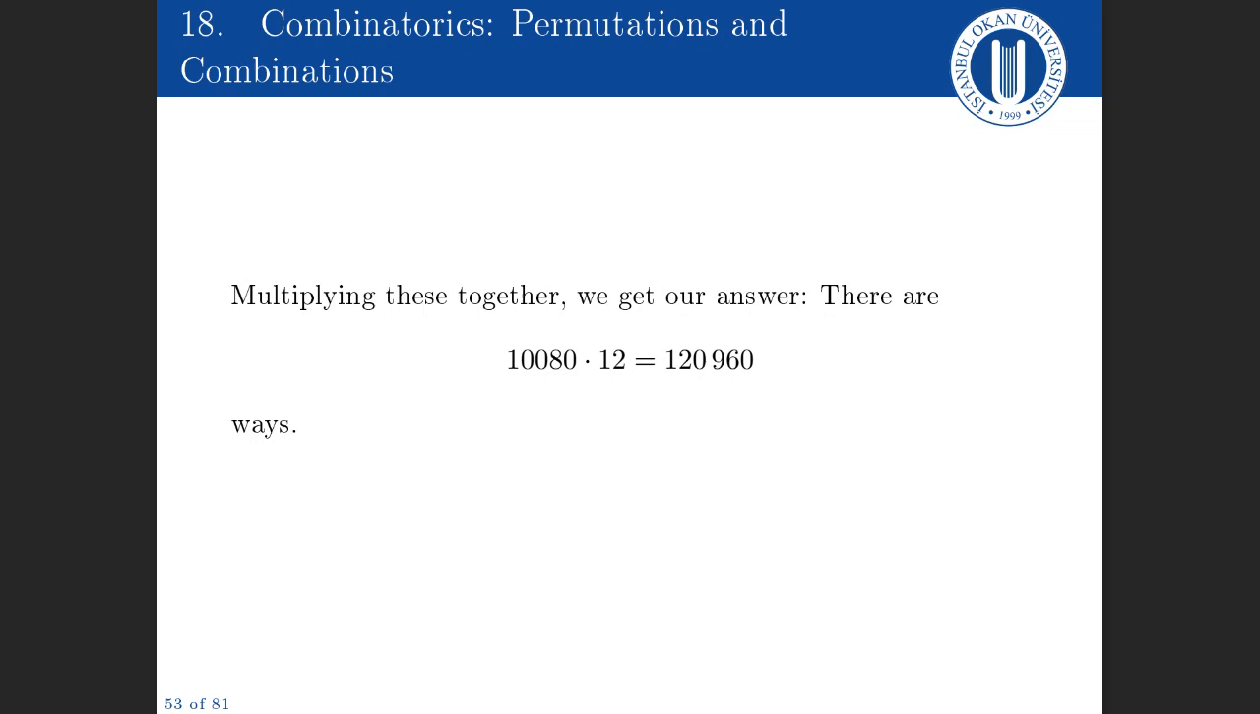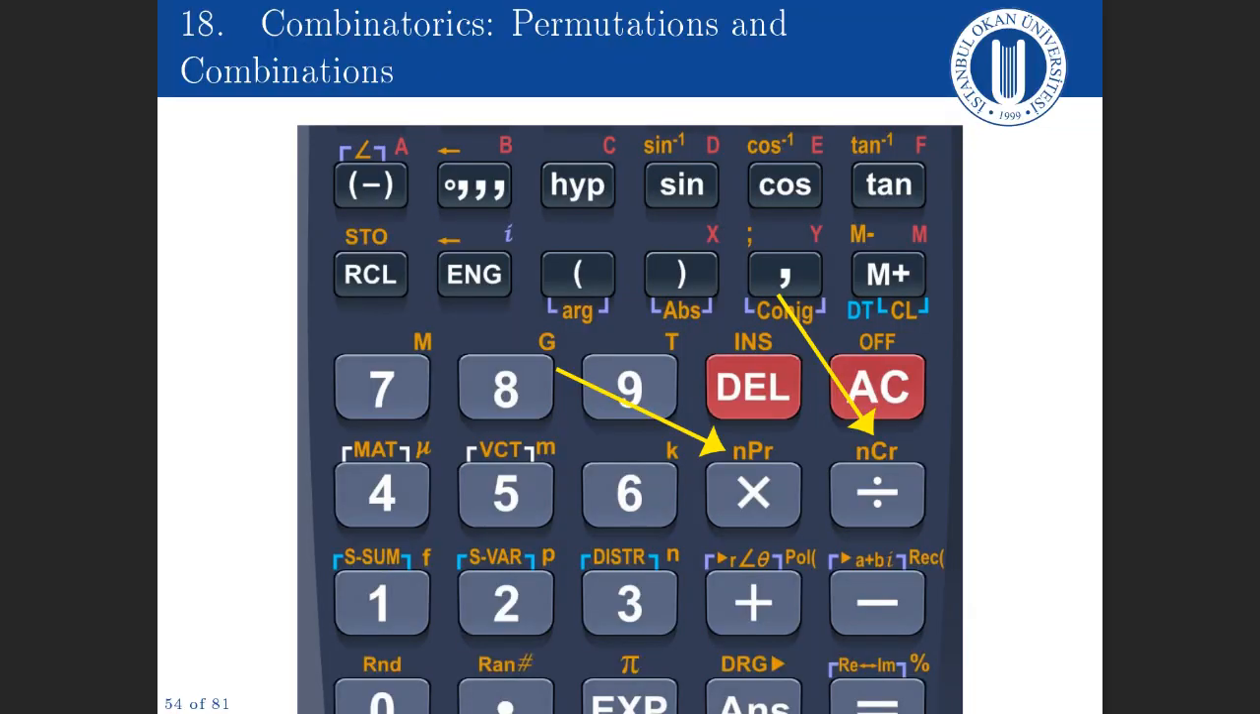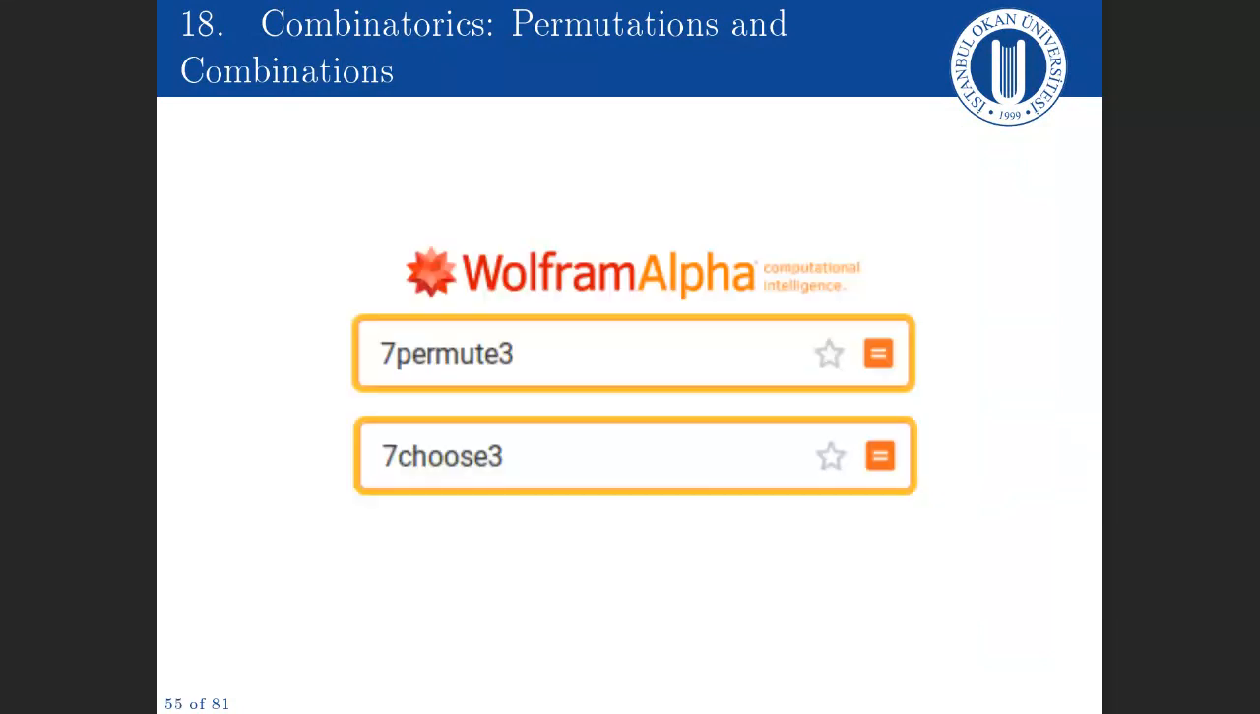Let me say 2 things before I finish this chapter. If you have a scientific calculator, look on your calculator and see if you can find the nPr and nCr options. Or perhaps the best online calculator is Wolfram Alpha, either a website or a smartphone app. You can try typing 7 permute 3 or 7 choose 3 into Wolfram Alpha to get your answers.